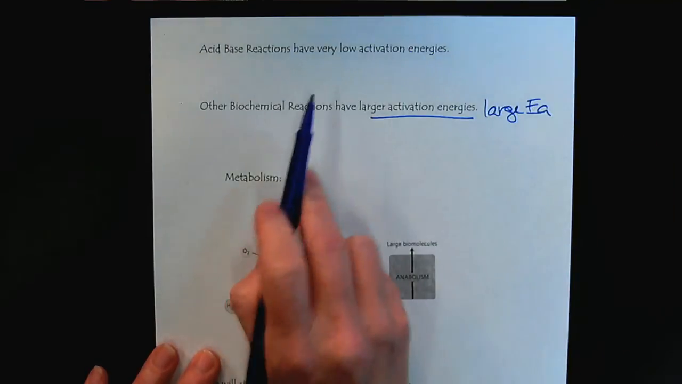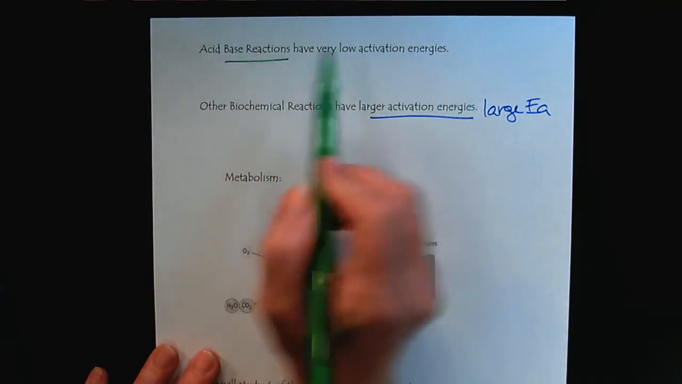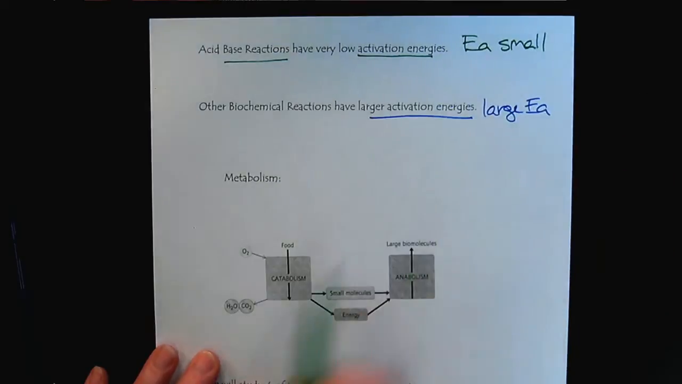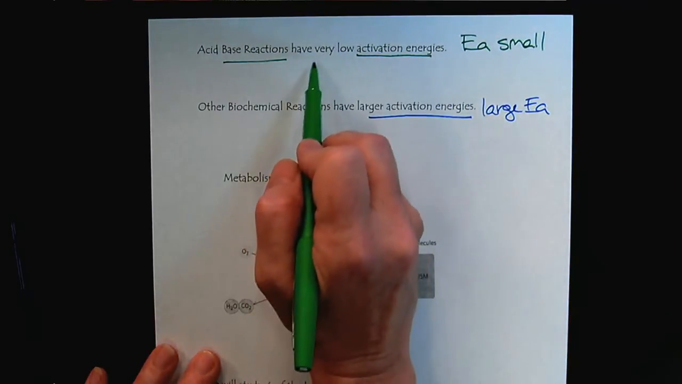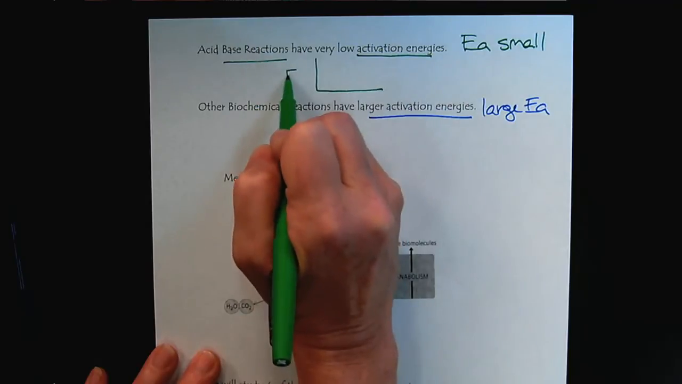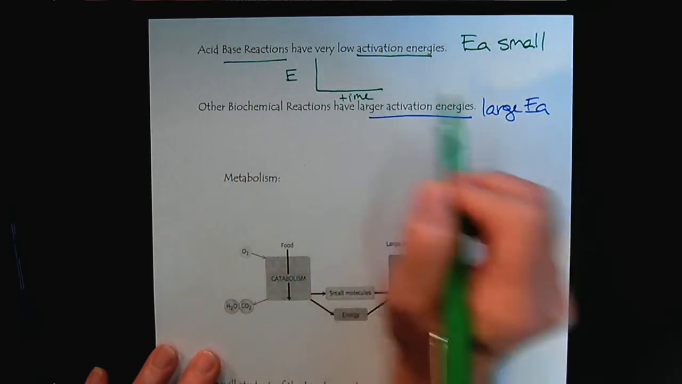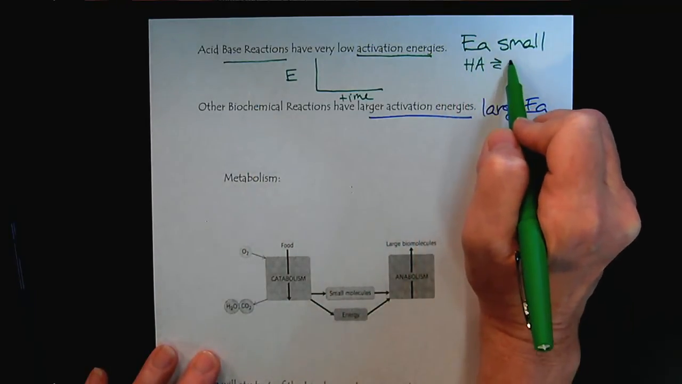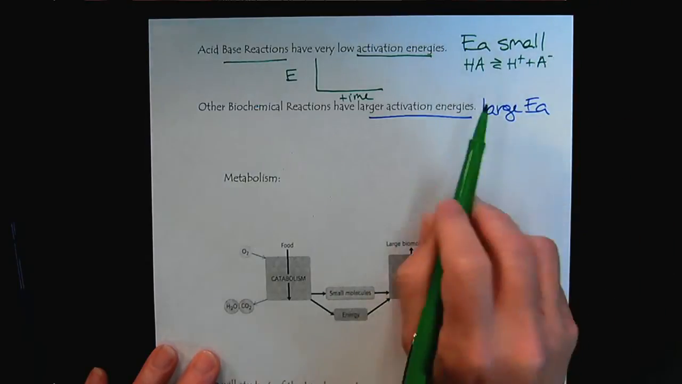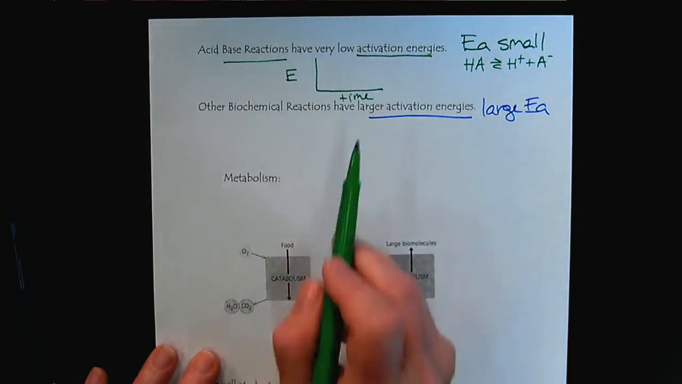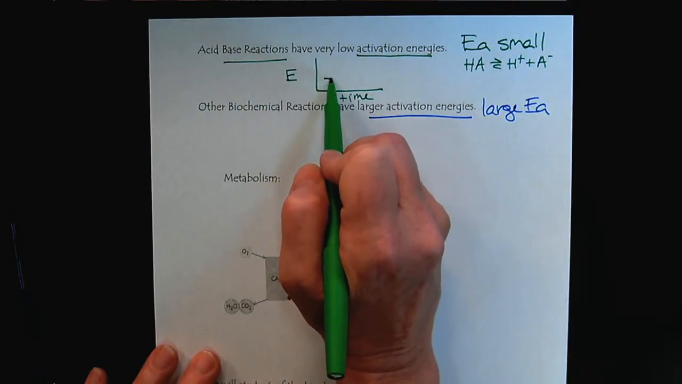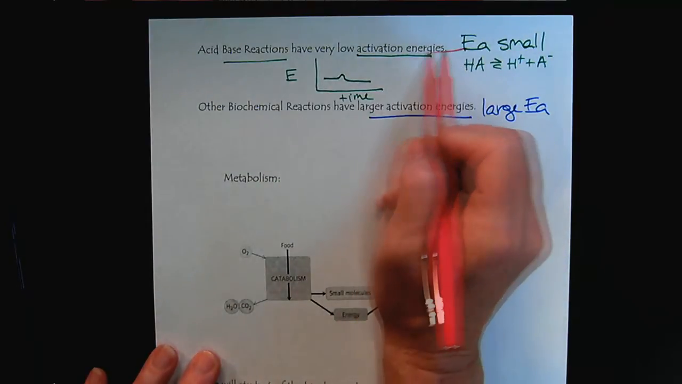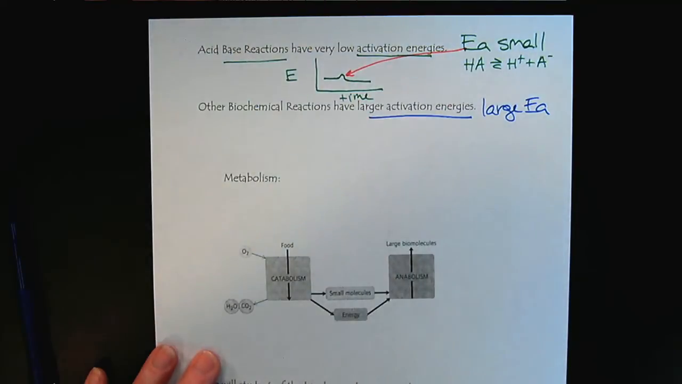But we have to compare those to acid-base reactions, which have a very low activation energy, small. So if we're looking at an acid-base reaction and doing a reaction energy diagram, if we just simply think about, for example, HA, a simple deprotonation, we'll just represent this as any weak acid. When we go to do the reaction energy diagram, it almost looks flat, right? We have a very small E sub A.